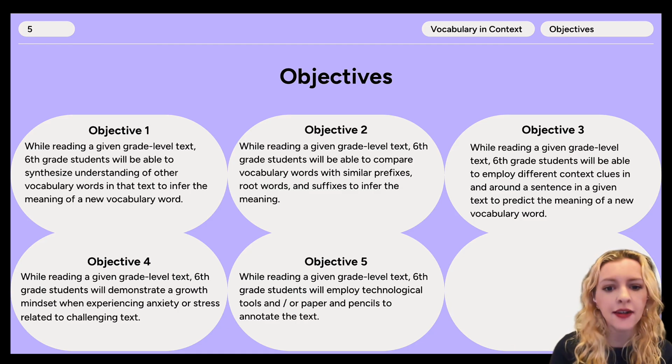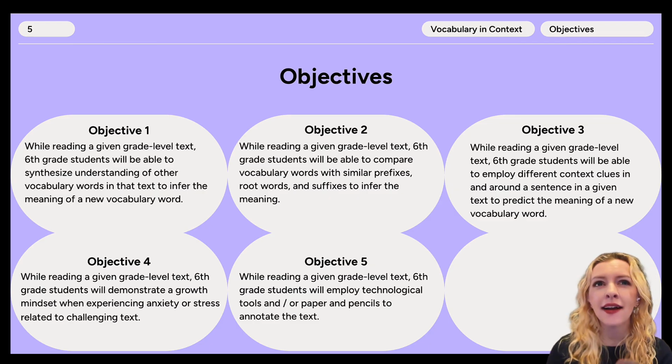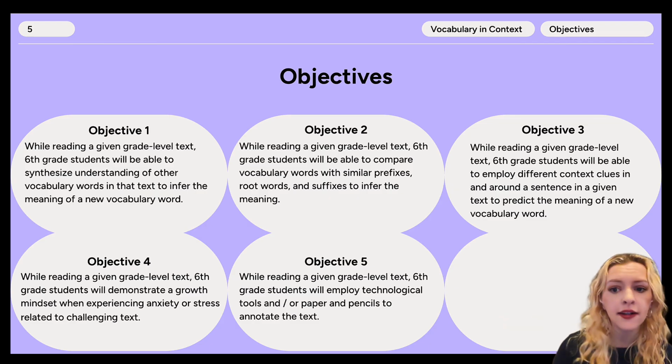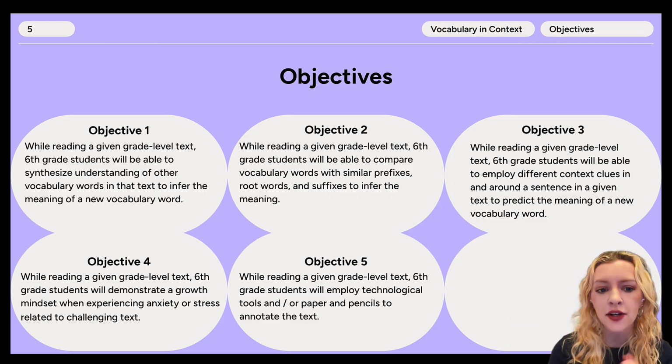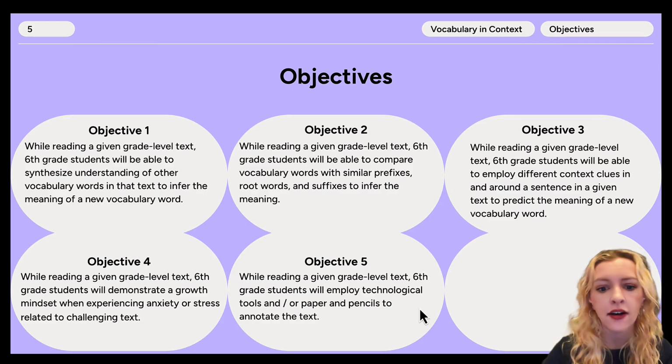In my school currently, we have a separate SEL class. And while I like doing that, I think if it's going to be really effective, I would like to incorporate it more throughout all of ELA as well. So objective 4 is about the SEL skills, the growth mindset. And then objective 5 is the procedural skills of using technology and paper and pencil as well.